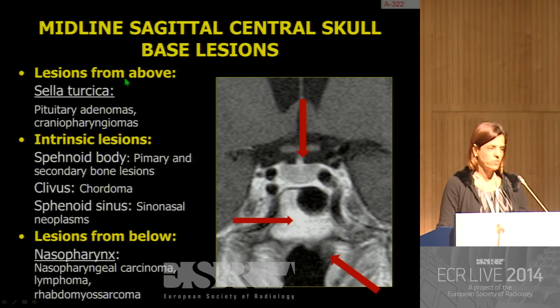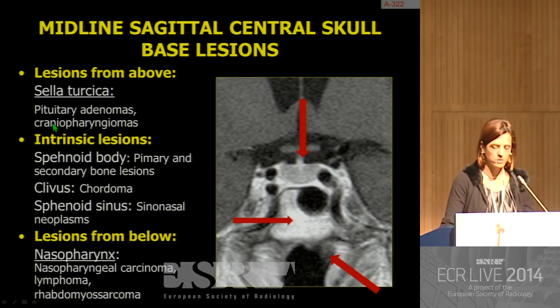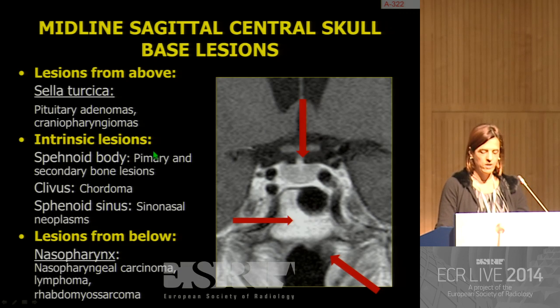We can get lesions arising from above, from the sella turcica, mainly pituitary lesions, or lesions arising from the craniopharyngeal tract or pouch. Then we have intrinsic lesions coming from the sphenoid body, which are primary or secondary bone tumors. We may have lesions in the clivus, mainly chordomas, and arising from the sphenoid sinus, squamous cell carcinoma, for instance, which is rare in this location. Lesions from below will arise from the nasopharynx, mainly tumors or infection.